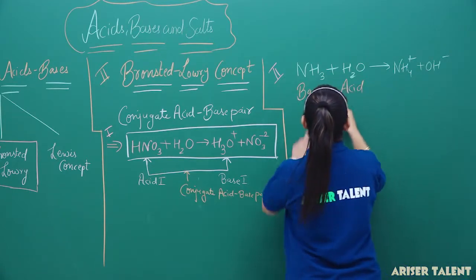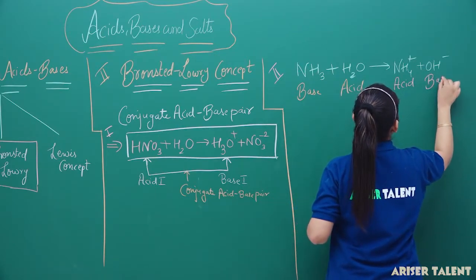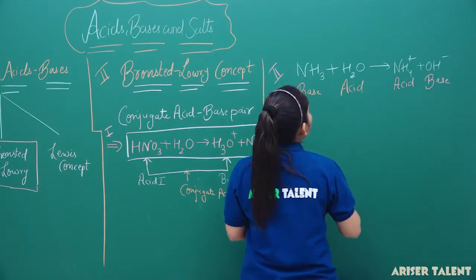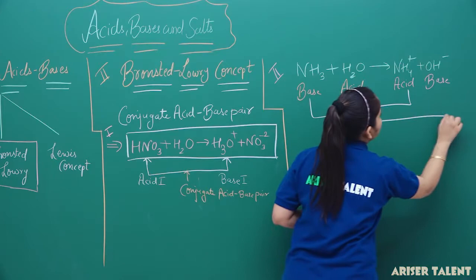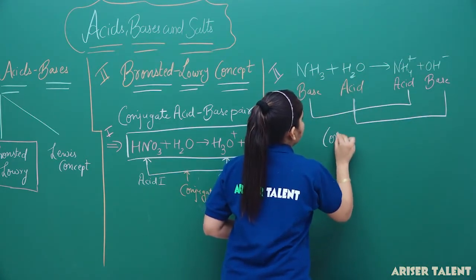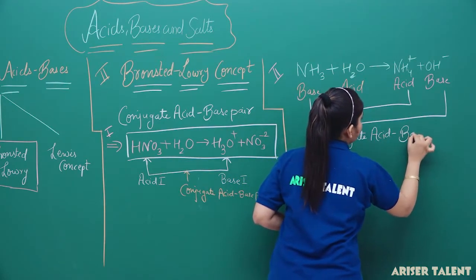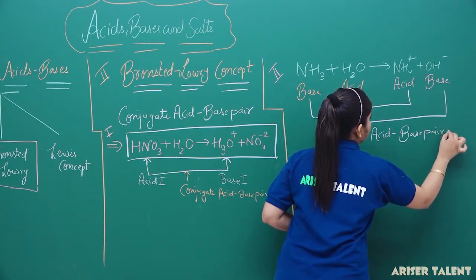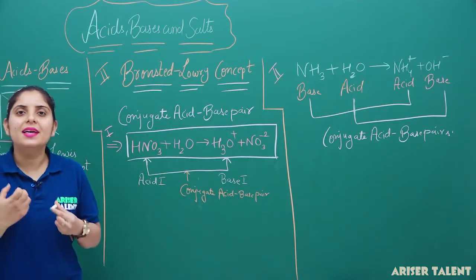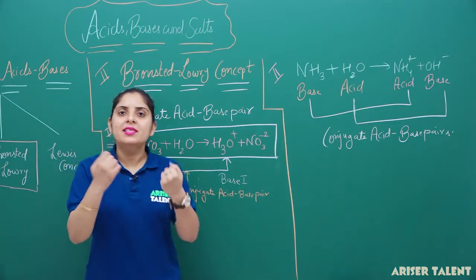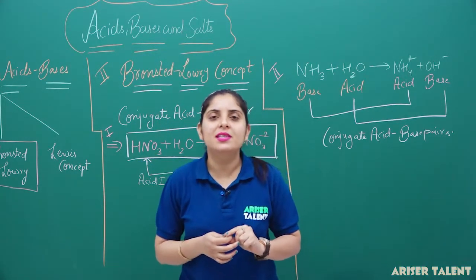So we can say that this is base, this is acid, and this is again base. So this is one conjugate acid base pair, and this is another conjugate acid base pair. So these are the conjugate acid base pairs. This is in accordance with the Bronsted-Lowry concept, which deals with the donation or acceptance of protons. Now we are moving to our third category, that is the Lewis concept of acids and bases.